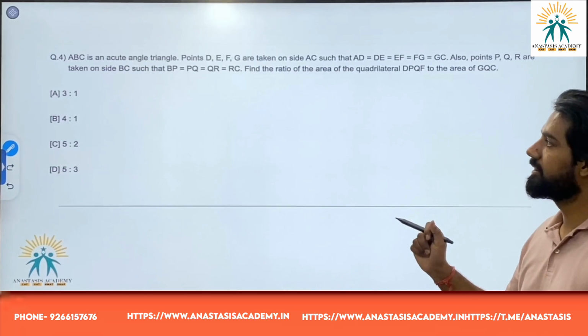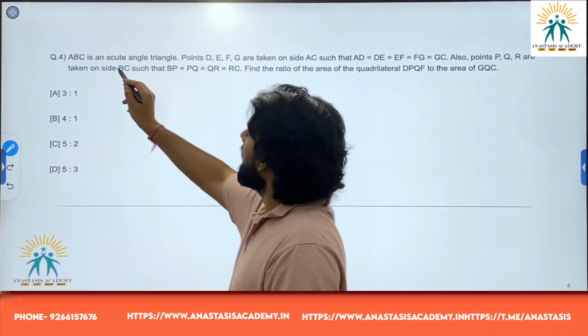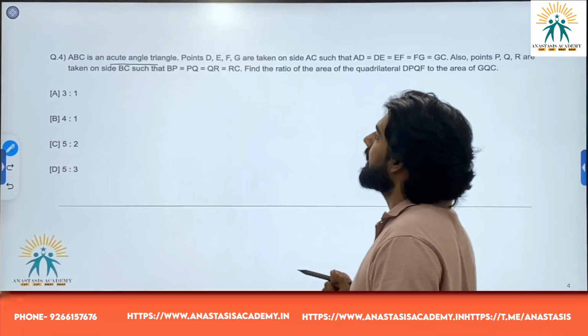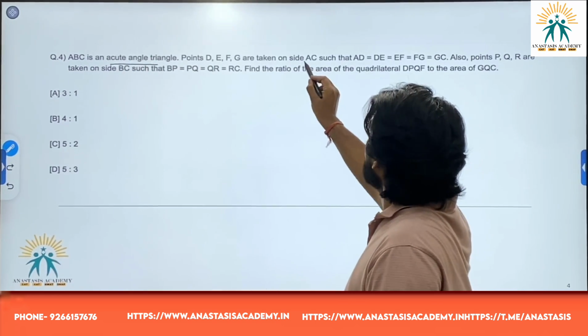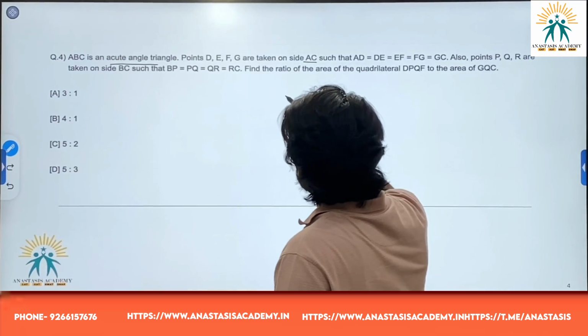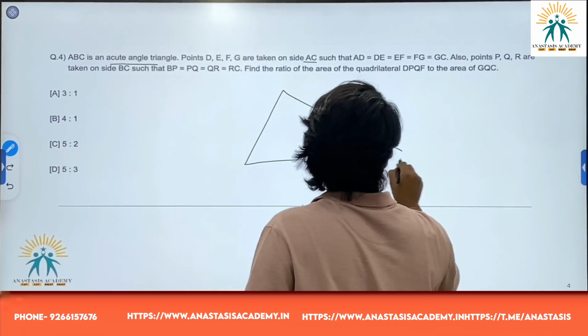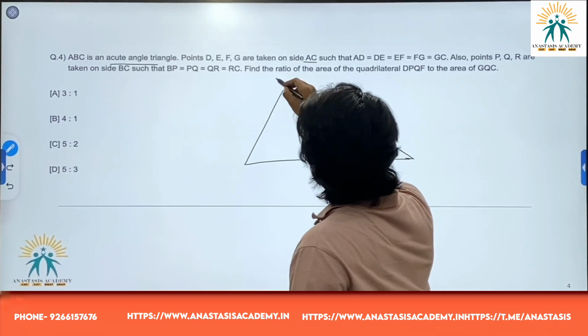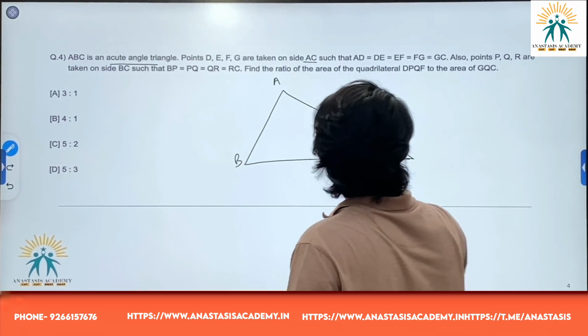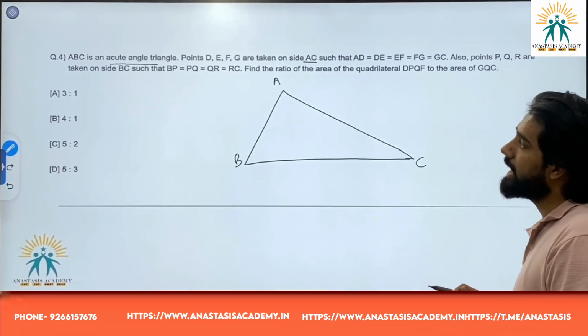Let's solve this question. ABC is an acute angle triangle. Points D, E, F, G are taken on side AC. So let's just draw an acute triangle ABC. A, B, C. This is the triangle.